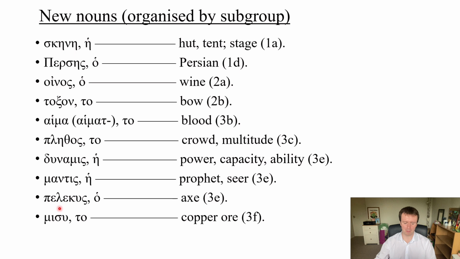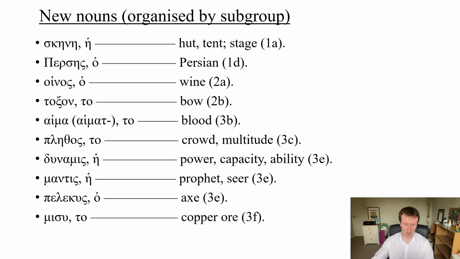The next one is pelekys, which means axe. We get the word pelican from pelekys, and that's because a pelican has a huge beak which apparently resembles an axe. It resembles the blade of an axe. And so that's why a pelican is called a pelican. Okay, you can use that to remember the meaning of pelekys, but don't be translating pelekys as pelican, okay? That would be wrong. It means axe.